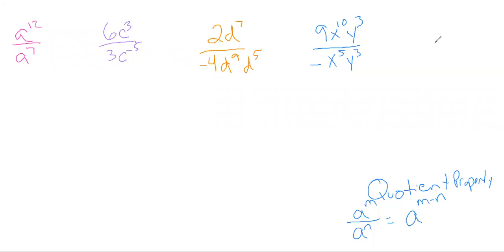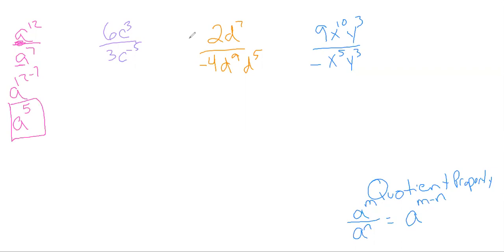So let's go ahead and look at an example. I've got 4 of them up there for us. It says a to the 12th divided by a to the 7th. Notice that the bases are exactly the same. They are a, so I can go ahead and write this as a to the 12 minus 7. And I know 12 minus 7 is 5. It is just a to the 5th power. Okay, I go to the next one.